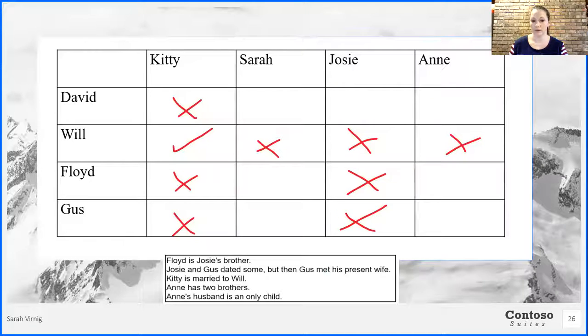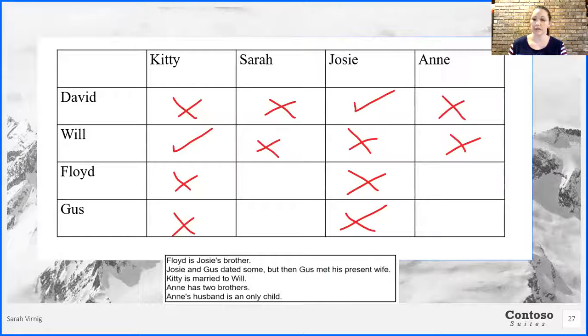Okay, now we know that Ann has 2 brothers, and also that Ann's husband is an only child. So by knowing that information, we can confirm that Josie is married to David. As she is married to David, no one else can be married to David. Now that leaves us with Sarah, Ann, Floyd, and Gus. Okay, so we know that Ann has 2 brothers. We know that Ann's husband is an only child.